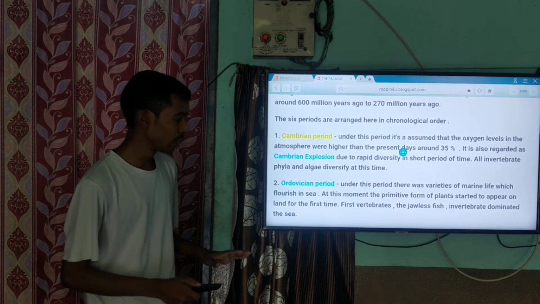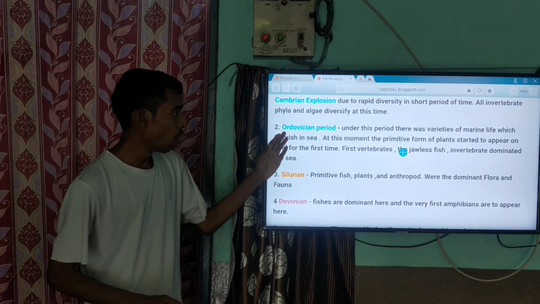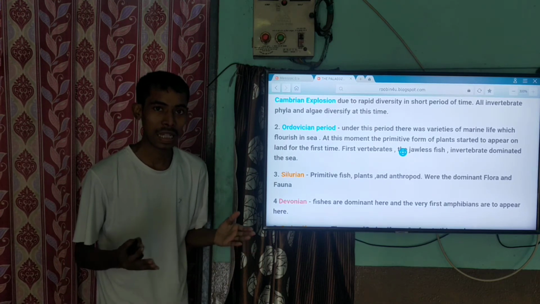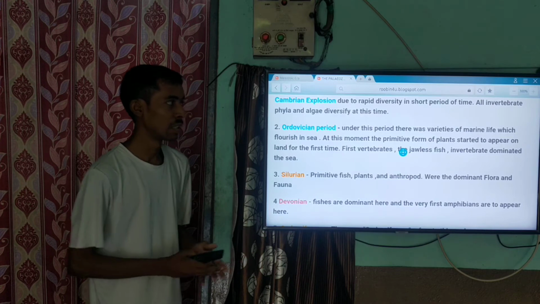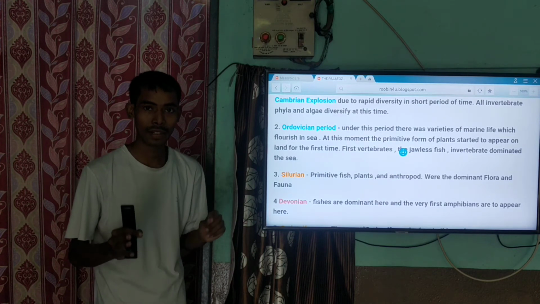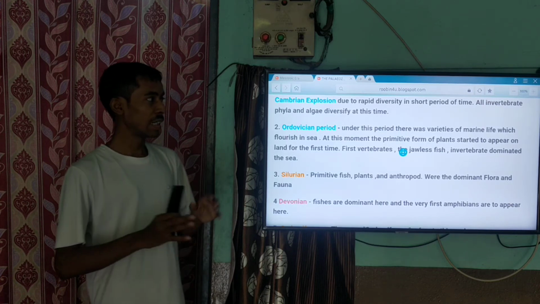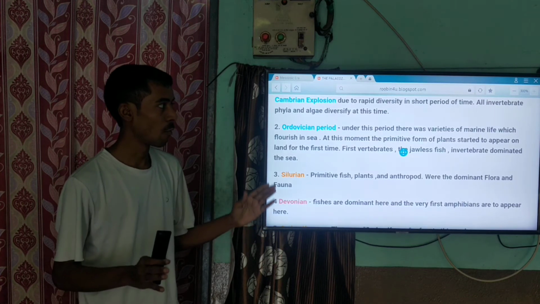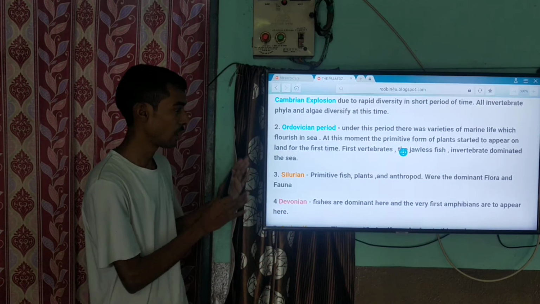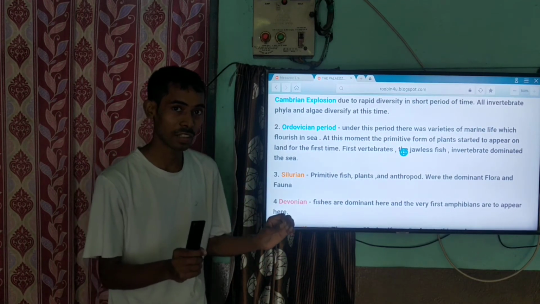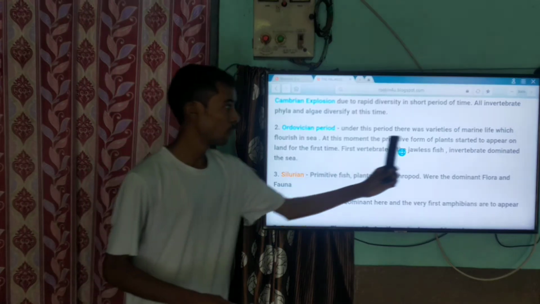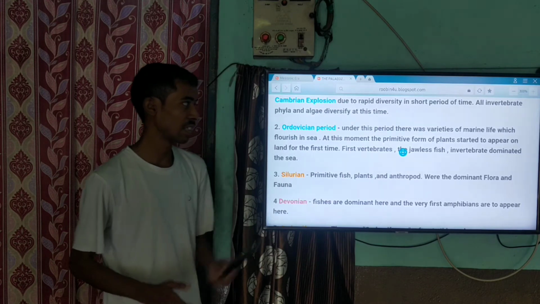Now the second one is the Ordovician period. What is happening under this period? See here, basically the marine life has got varieties here, and it is going to flourish in the sea, not in the river or in the lake. It's going to flourish in the sea.